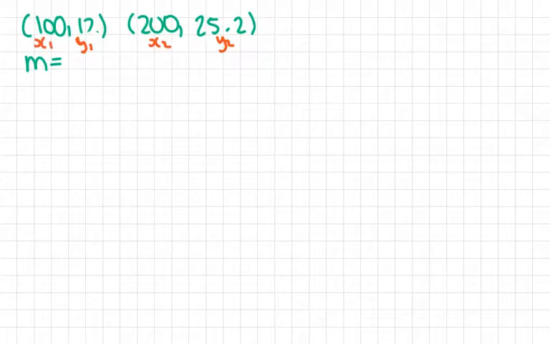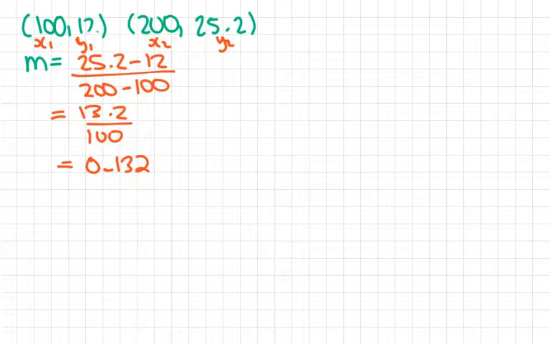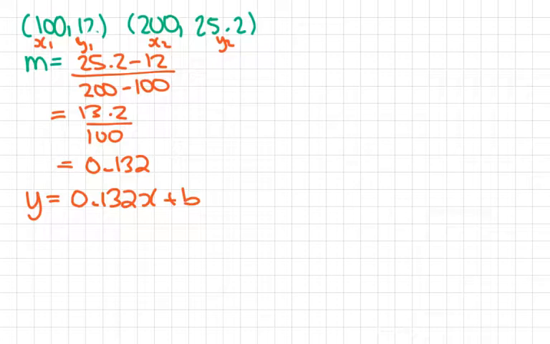So if I do 25.2 minus 12 divided by 200 minus 100, I'll be left with 13.2 over 100. 13.2 divided by 100 is 0.132. And that's my slope. So far in my equation, I have y equals 0.132x plus b.